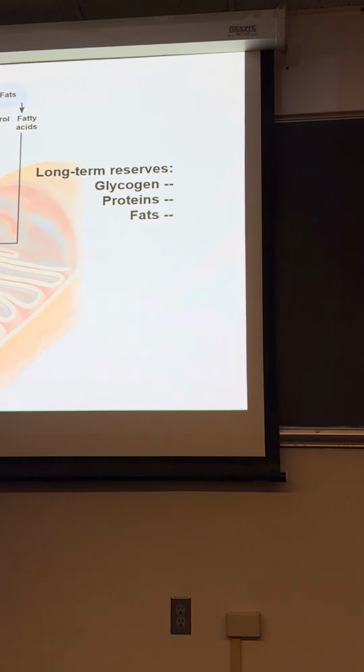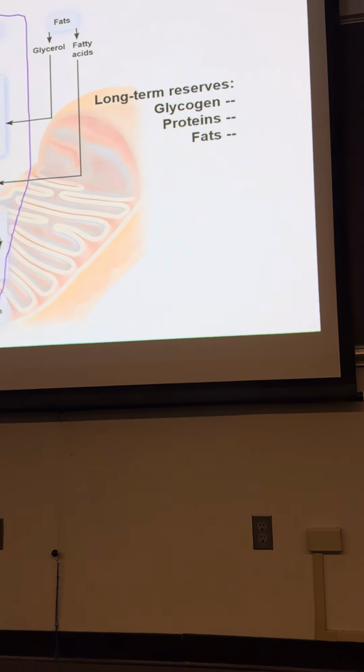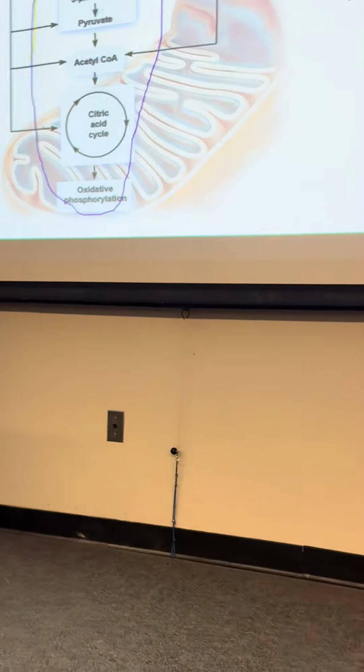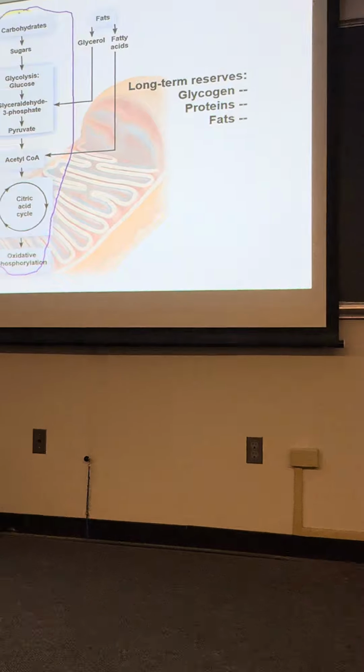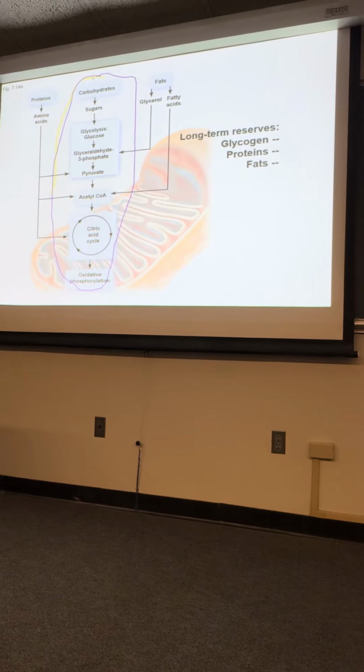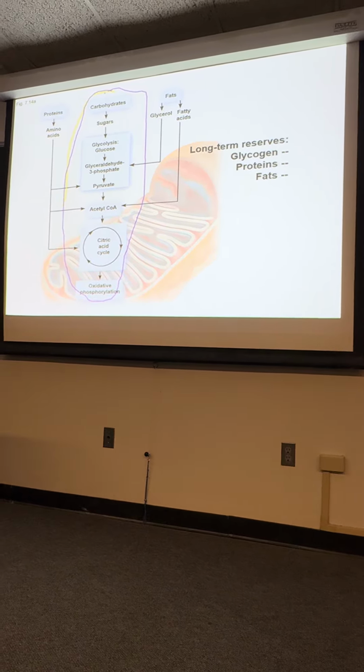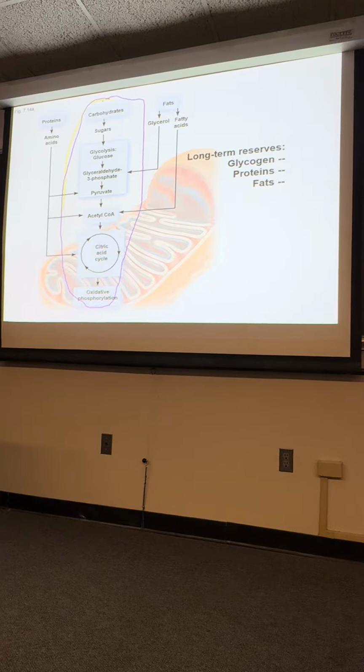This is the sugar that's in our liver and muscle cells. It's a polymer of glucose. How much do you think? Just throw out a number. 45%. Okay, what else? Give me another guess. 10%.